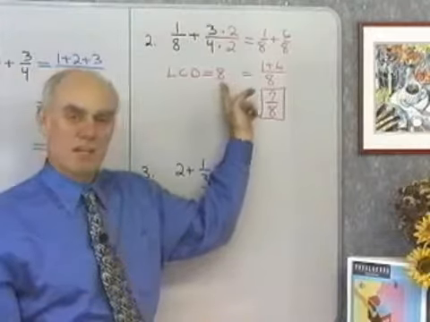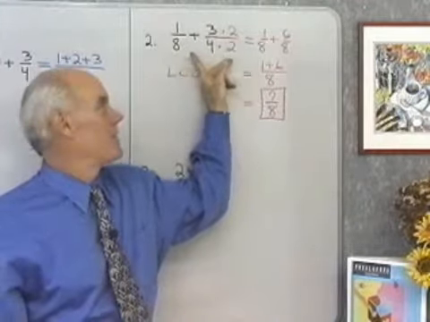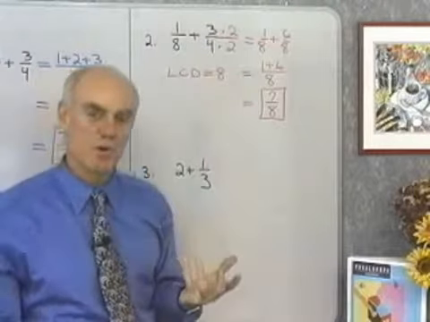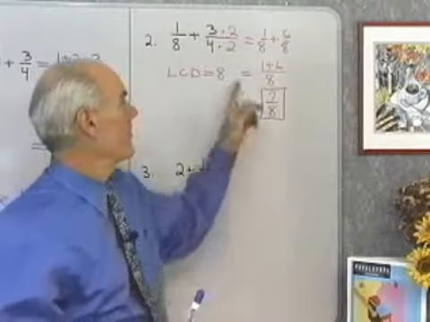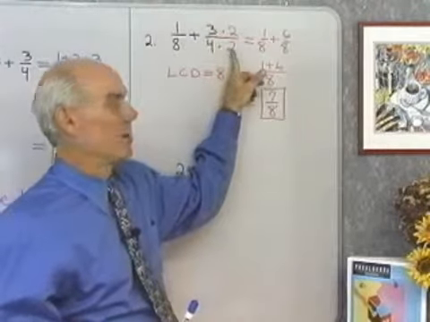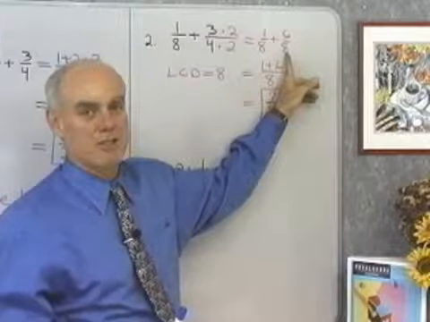It's 8, because 8 is the smallest number that's divisible by 4 and also by 8. So I change the fraction 3/4 to an equivalent fraction, that is, a fraction with the same value, that has the denominator 8. I multiply its numerator and denominator by 2, that's property 1 for fractions. That produces the equivalent fraction 6/8.